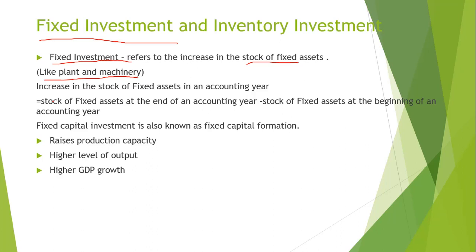When I say investment, make sure you keep in mind that there will be some increase, or some change. Increase in stock of fixed assets in an accounting year is known as fixed investment. Now this is a formula which you have to use in the future: increase in the stock of fixed assets in an accounting year equals stock of fixed assets at the end of the accounting year minus stock of fixed assets at the beginning of the accounting year.